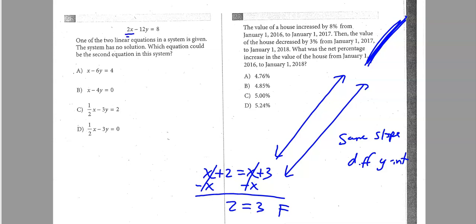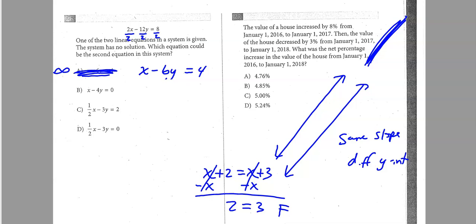So if I divide everybody up here by 2, which I'm allowed to do, I get x minus 6y equals 4. Well, that's exactly what A is. So these would be the exact same, and this would be an infinite solution. So I know it's not A. x minus 4y equals 0, that's not going to work out because my y's aren't going to disappear. If I do x minus 4y equals 0, and then I subtract those two equations, I'm going to still have some y's left. I wanted everything to disappear, so that's not going to work out for me.